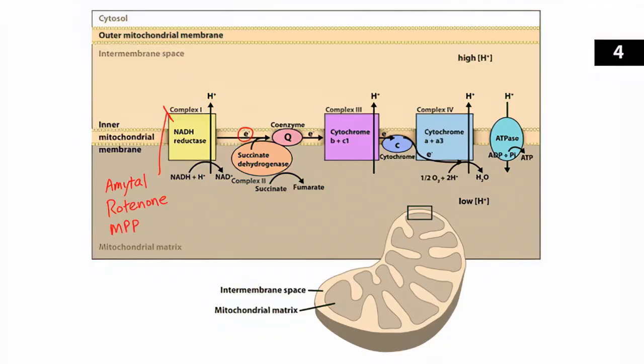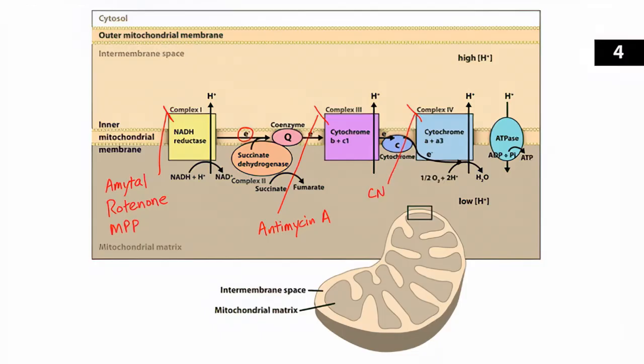So NPP inhibits complex 1 and can cause Parkinsonism. Then moving on to complex 3. Complex 3 can be inhibited by another fish poison called antimycin A. And then complex 4 is inhibited by a lot of things that can be abbreviated.